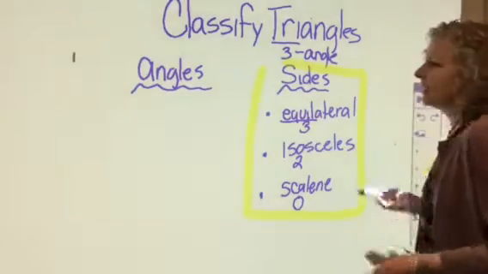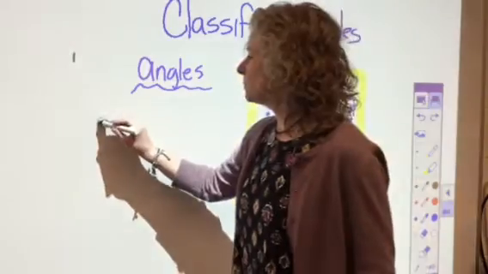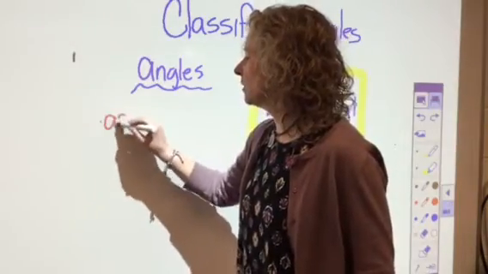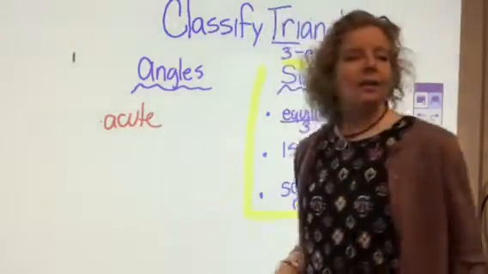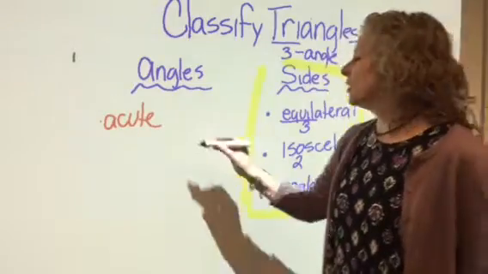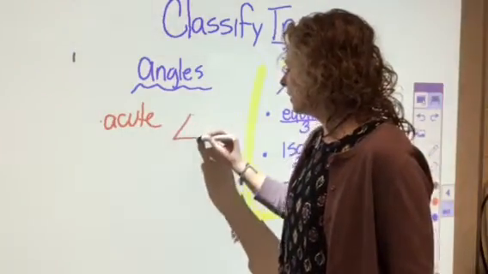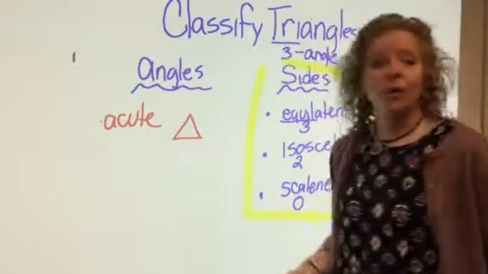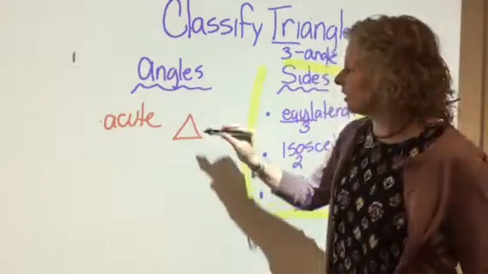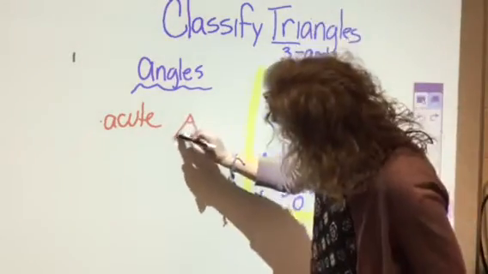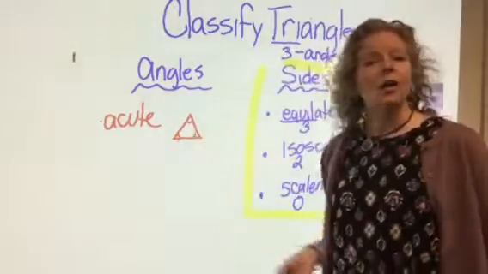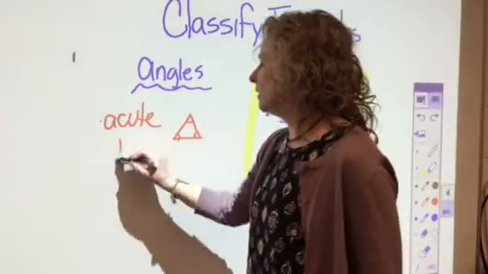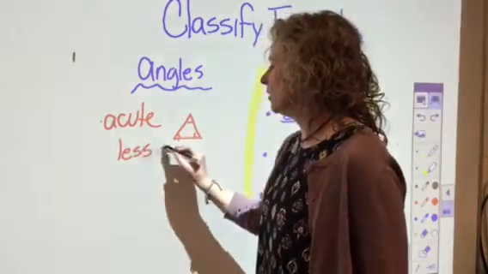What we've been talking about in our book, you can look at the angles, and if you have acute angles in your triangle, acute one, less than 90 degrees, less than 90, less than 90, less than 90. Your triangle is called acute.